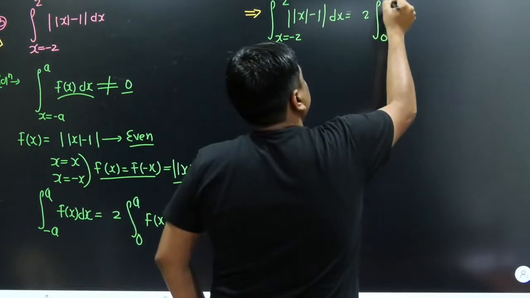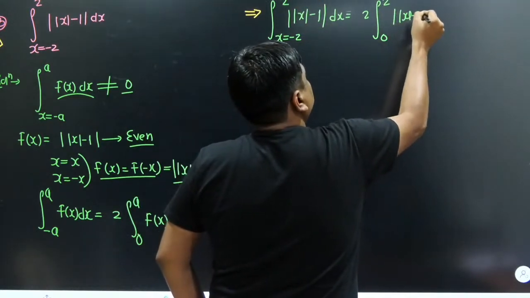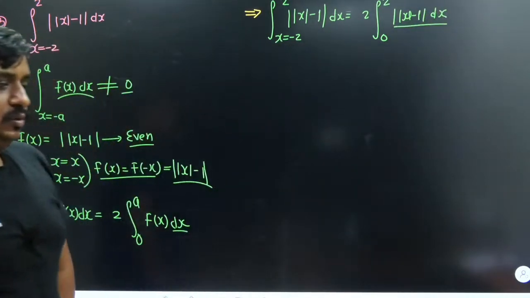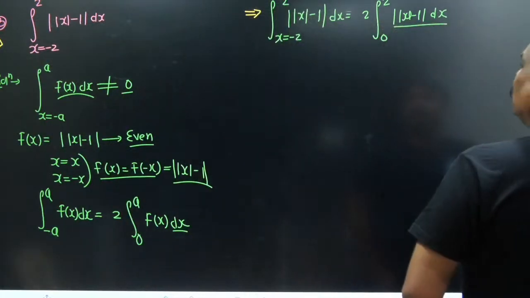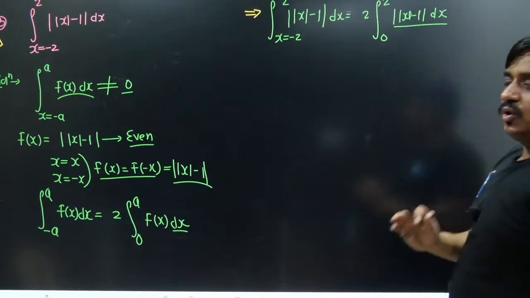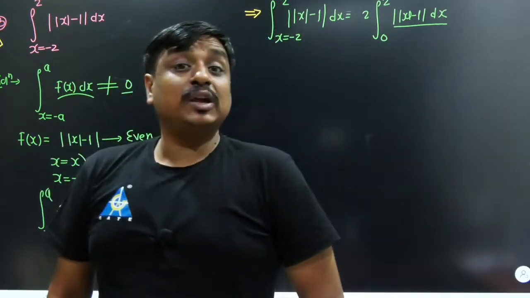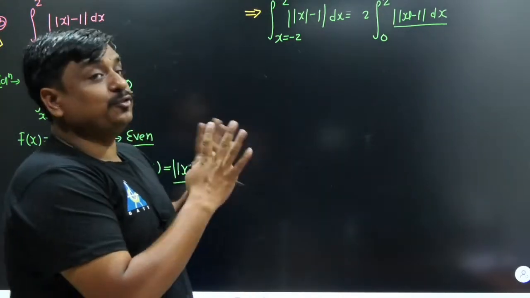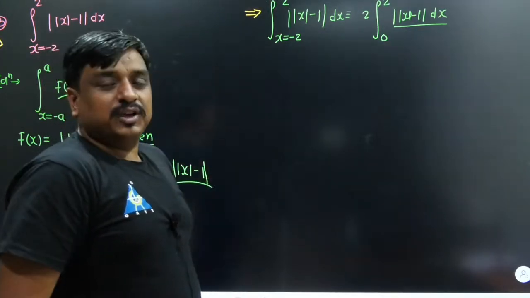Integration starts from 0 to the uppermost value, which is 2, dx. But still the same problem would remain. Until and unless you are able to digest how the mod of x minus 1 looks over the xy plane, you are made for nothing, at least for this sort of problem. Tell me how the mod of x minus 1 would look.